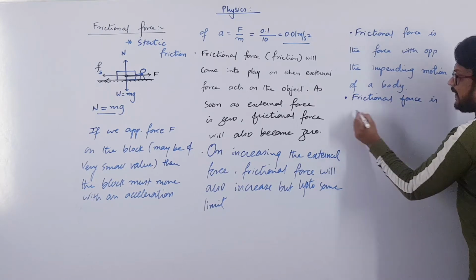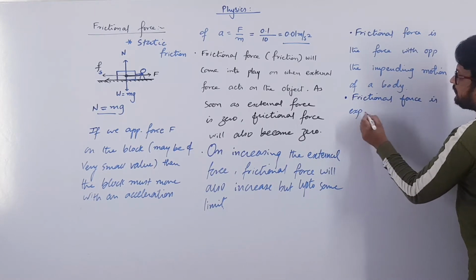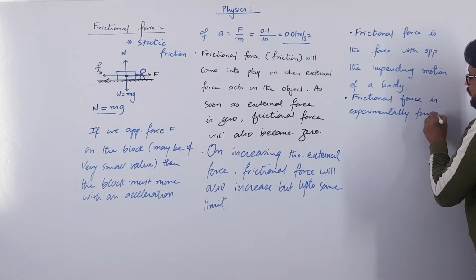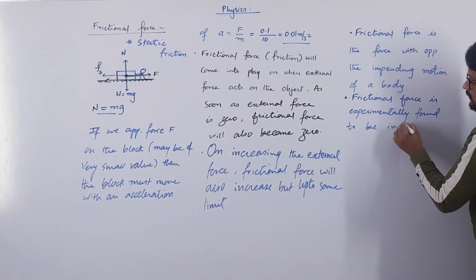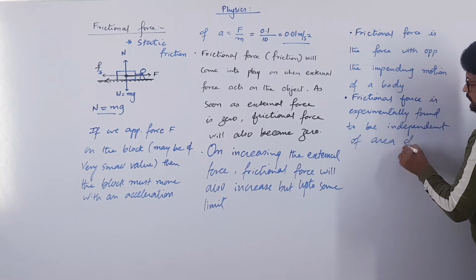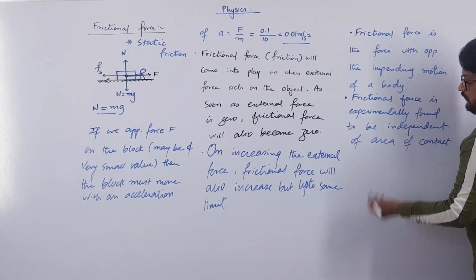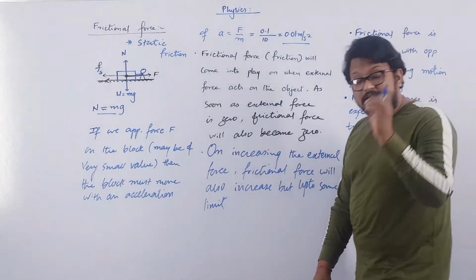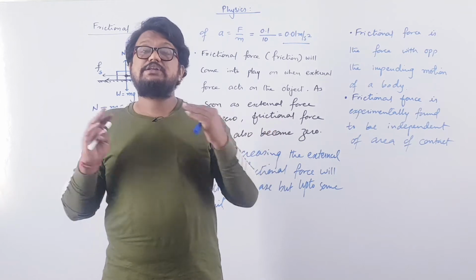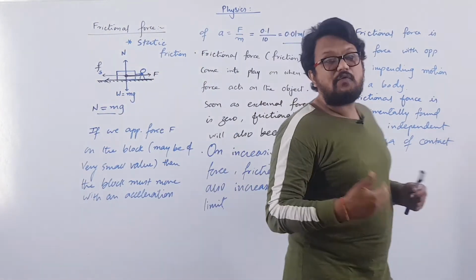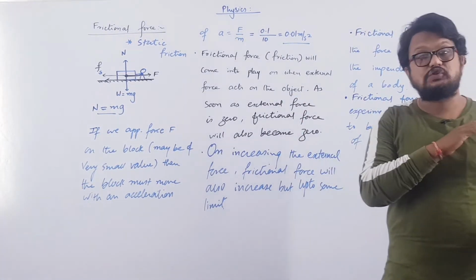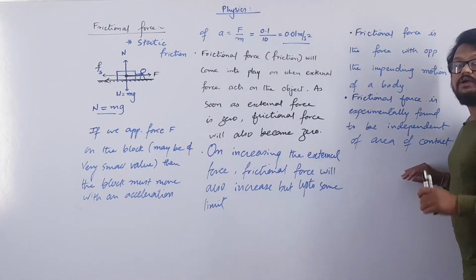Now, most important point: frictional force is found experimentally to be independent of the area of contact with the surface. Suppose you have a block which is in contact with some surface. Generally we would think that if the area of contact is more, frictional force will be more. But experimentally it is found that frictional force is totally independent of the area of contact of the other body, right?